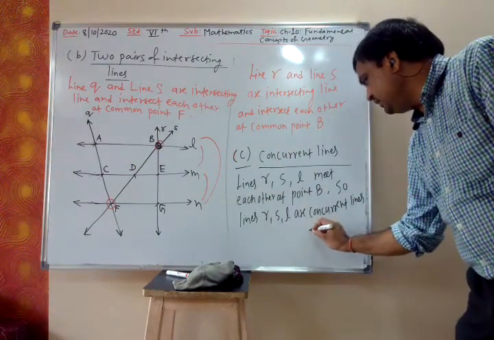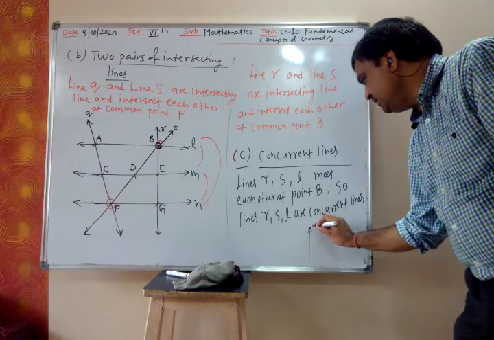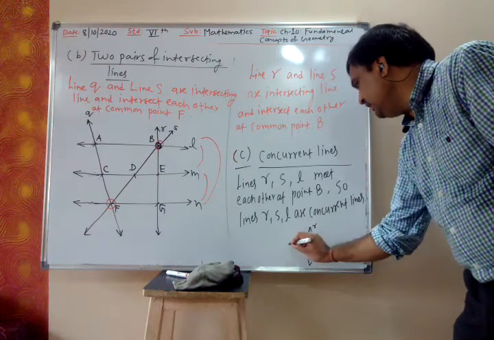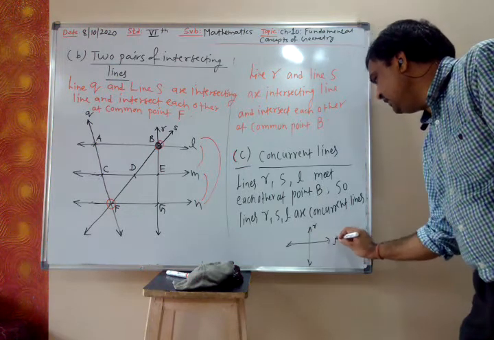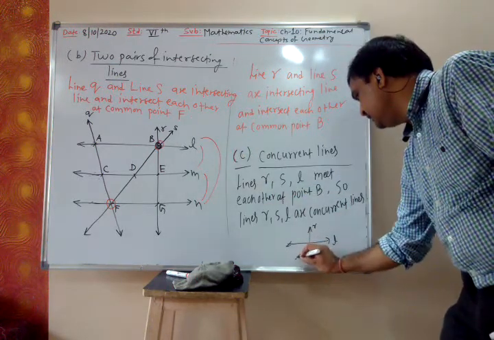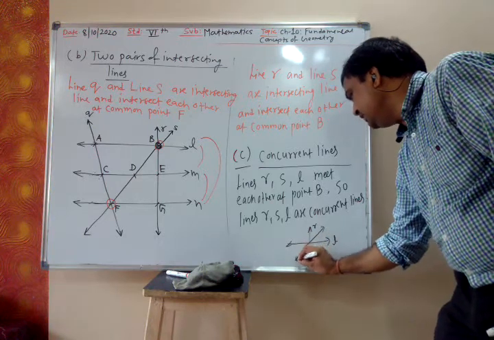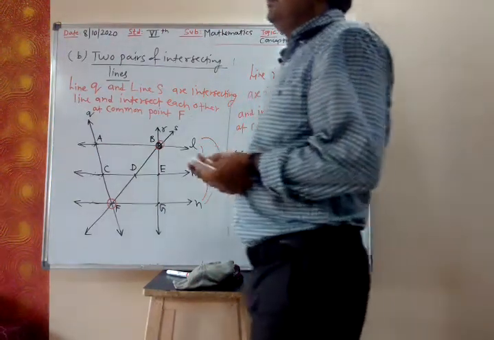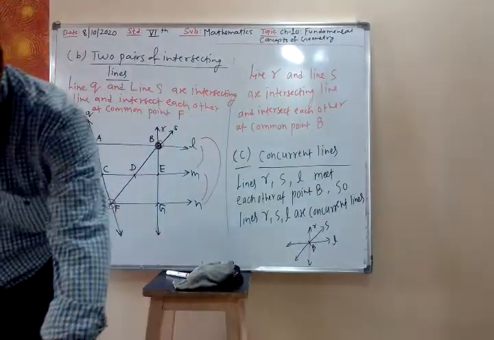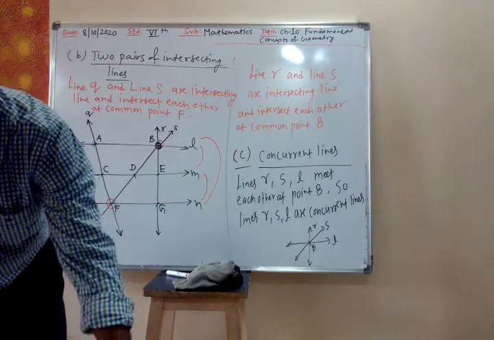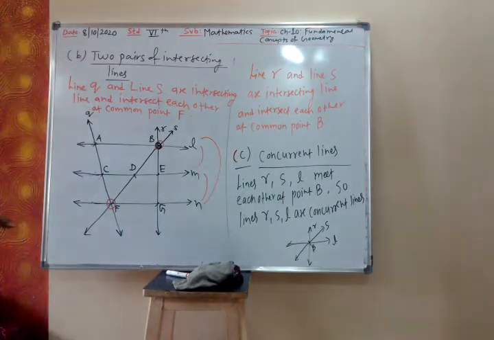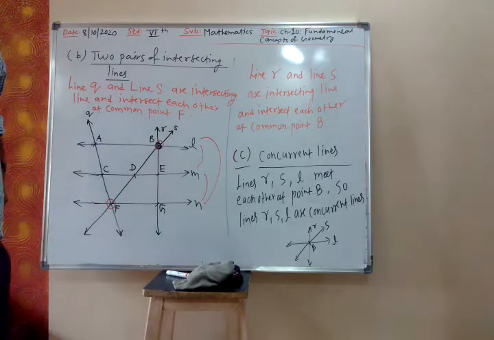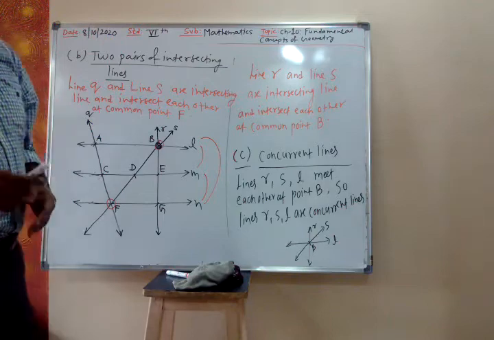Because if you see, this is my line R, this is my line L, and this is my line S. These three lines meet each other at common point B. So whenever three or more lines meet each other at a common point, those lines are concurrent lines. Correct? Draw that diagram.